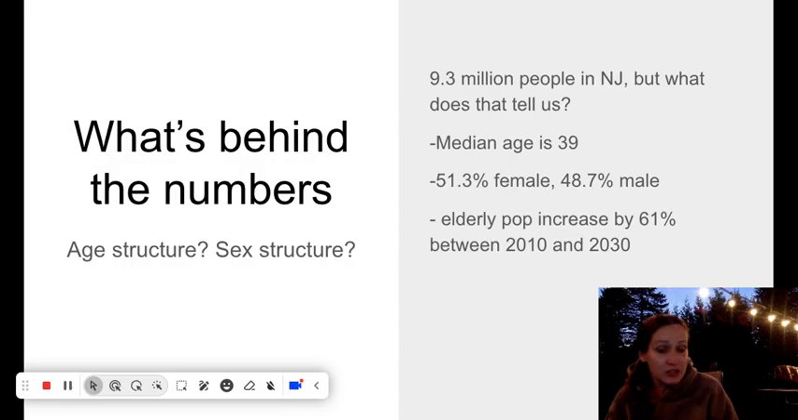So for New Jersey, just for example, the median age is 39, which is a healthy median for a demographic, for a population. We're slightly more female in New Jersey. So males might enjoy that or not. And the elderly population in New Jersey is expected to increase by 61% in this 20-year period that we're almost at the end of right now. That's pretty significant. So basically, there's going to be more old people in 6 years by a lot compared to right around when you were born.